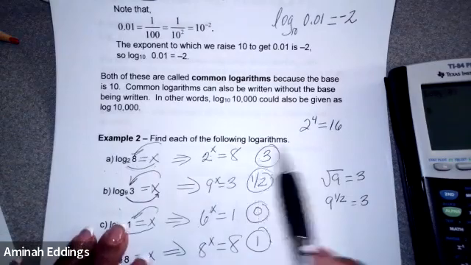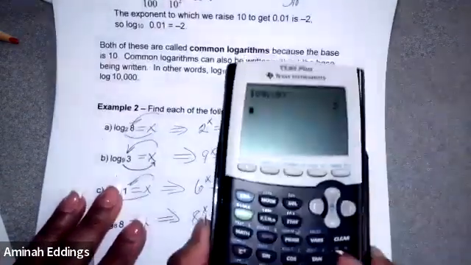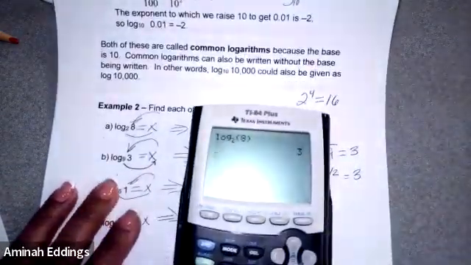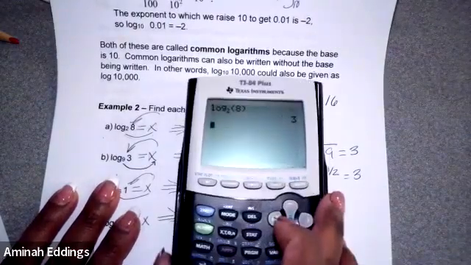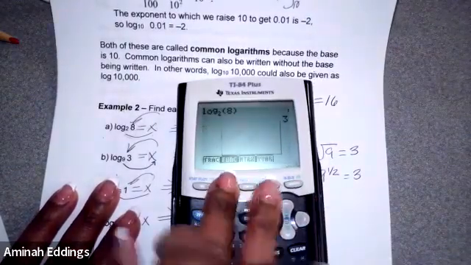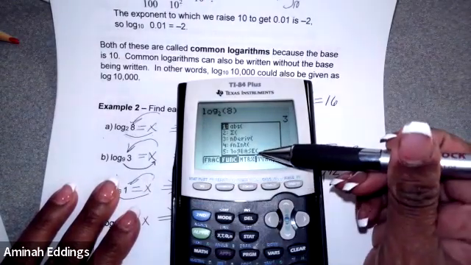Okay. Let's do one more. So log base 9 of 3. So we would hit alpha, window, number 5.